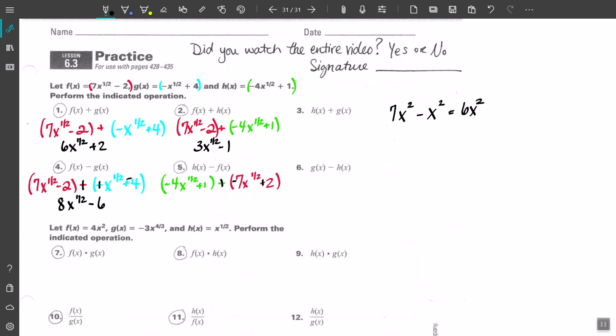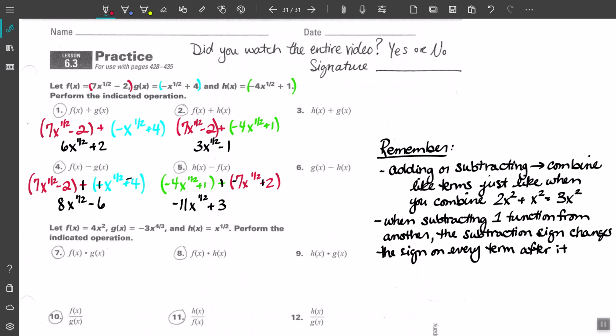And then I'm looking for like terms. So I've got negative 4x to the 1/2 here, negative 7x to the 1/2 there. So we're going to combine those two negative coefficients to give us negative 11x to the 1/2, and then we'll combine those constants to give us a positive 3.